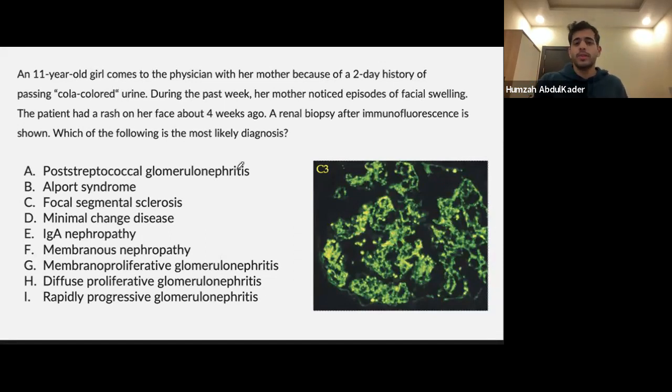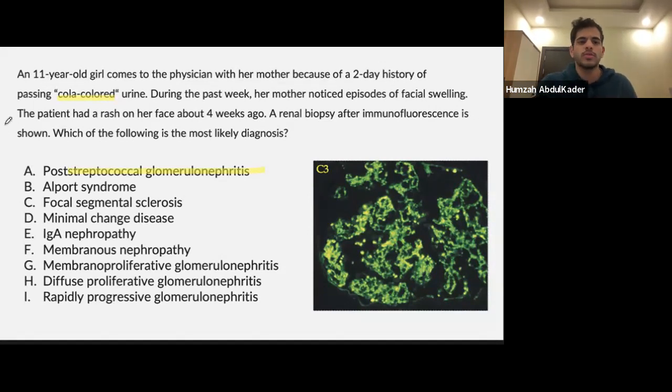Okay, yeah. So here, this is another buzzword you need to look out for: cola-colored urine. That tells you immediately what the answer is: A, post-streptococcal glomerulonephritis. But again, this is the picture here. This is the starry sky appearance, the granular pattern. Even just based on the picture alone, that should tell you it's more of an immune complex thing, and that leads you towards specific differentials. And then if you look at cola-colored urine, that's it.